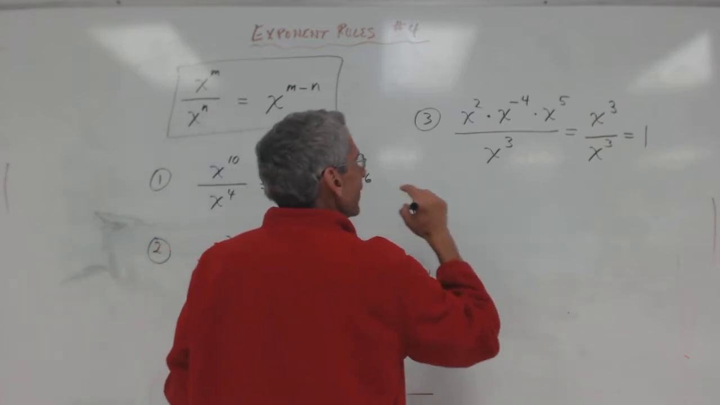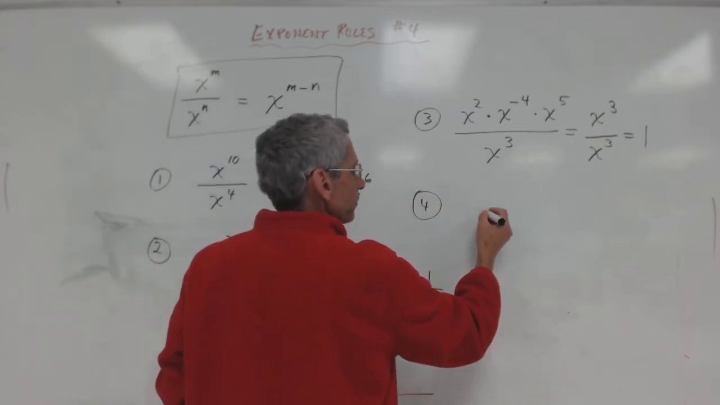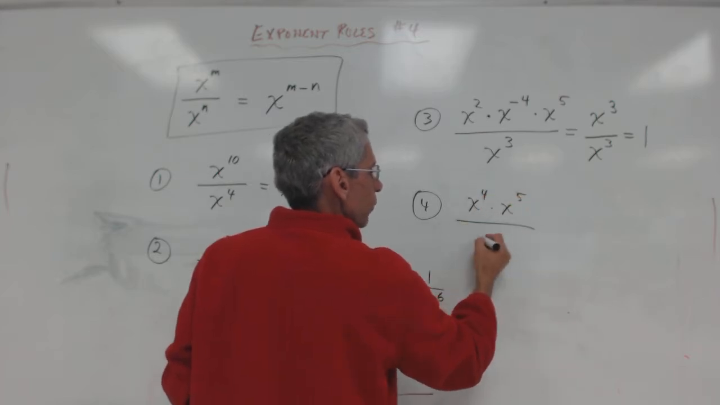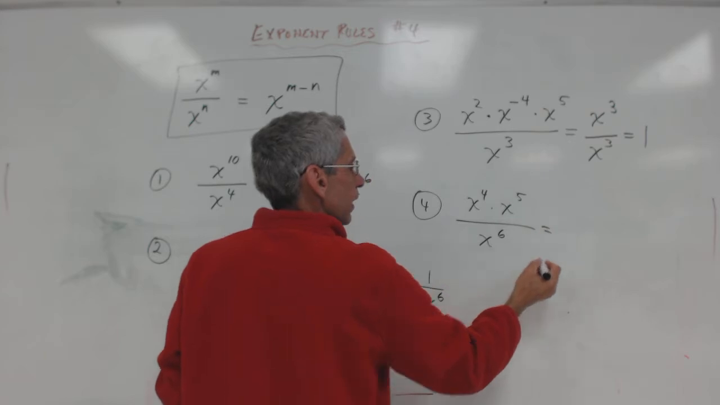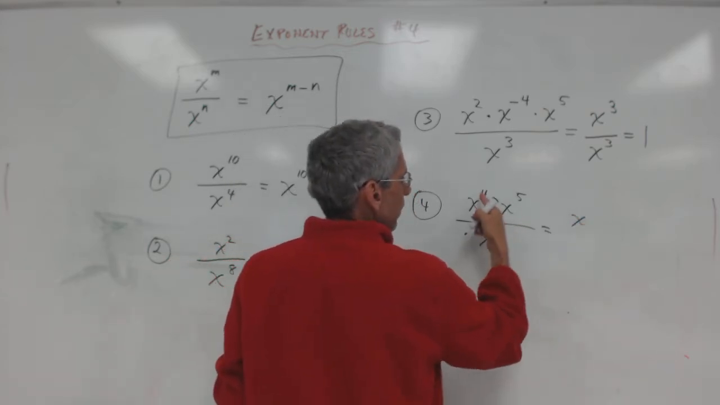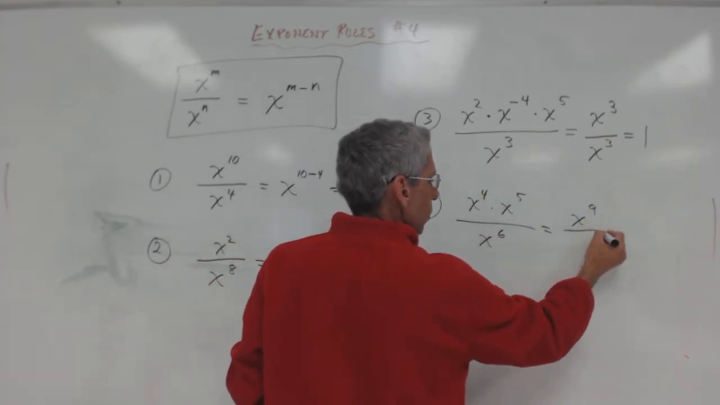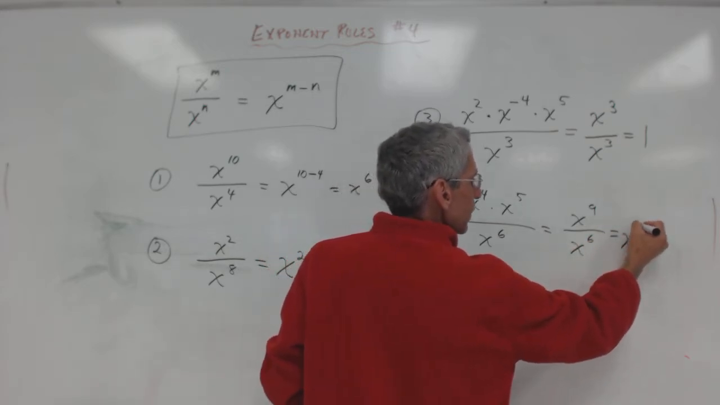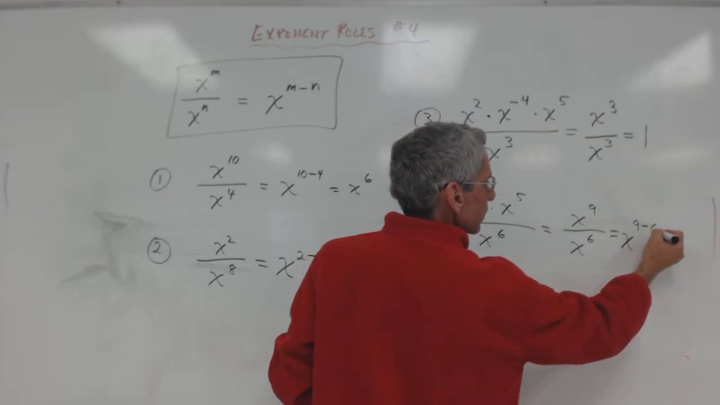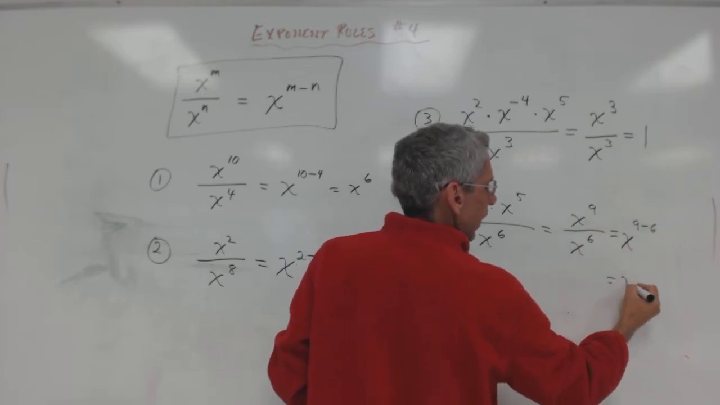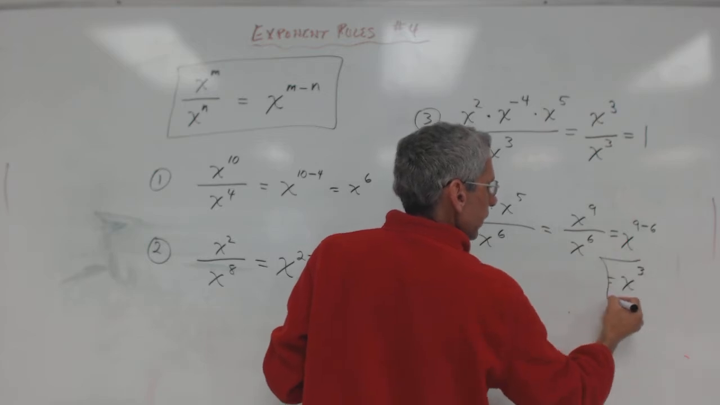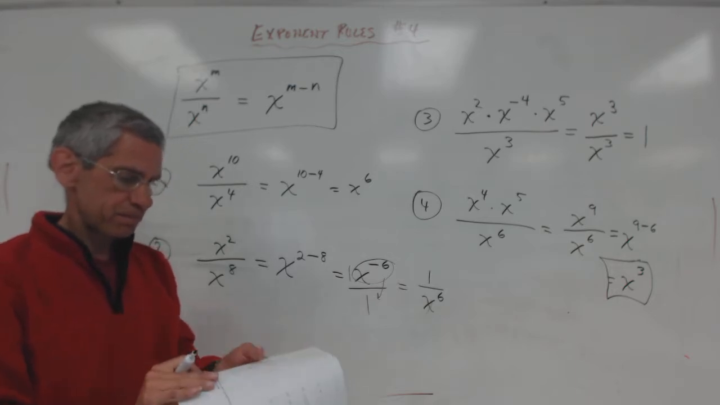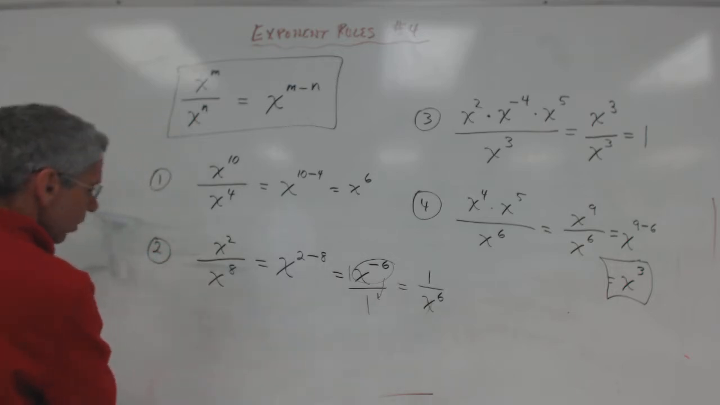All right, let's try another one. If I have x to the 4th times x to the 5th over x to the 6th, that would give me x to the 4 plus 5, which is 9, over x to the 6th, which is equal to x to the 9 minus 6, which is equal to x cubed. Right? Make sense? I'm going to do one more problem.